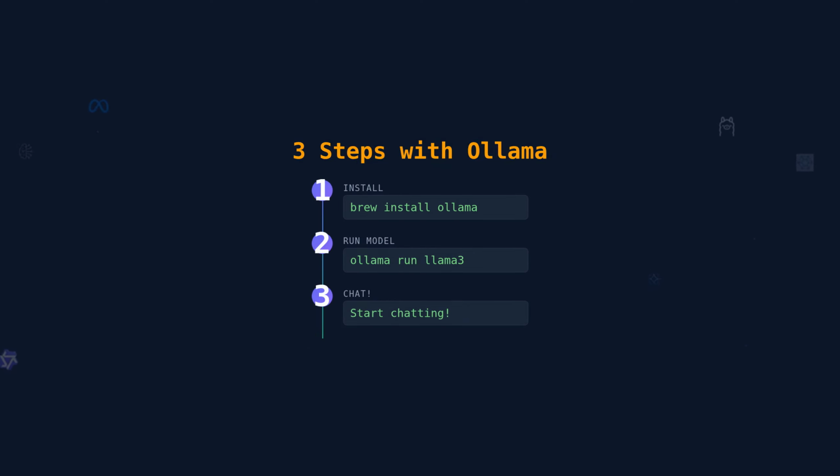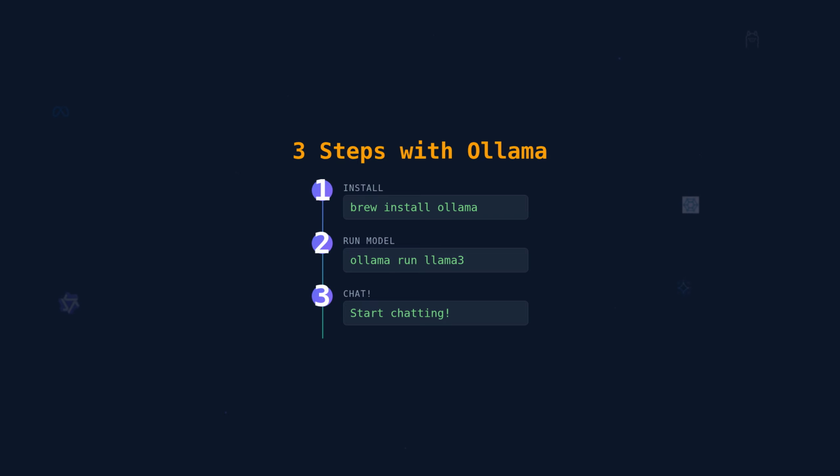Getting started with Ollama takes minutes. Step 1. Download from ollama.com. Step 2. Open your terminal. Type ollama run llama3. Step 3. Start chatting. No configuration needed. No technical knowledge required. Install. Run. Chat. Simple as that.